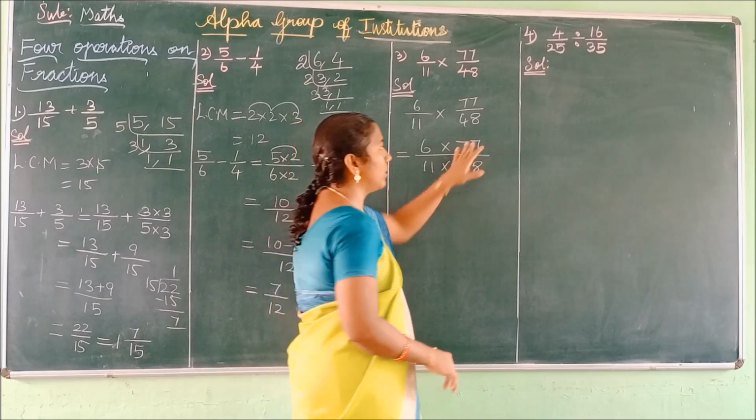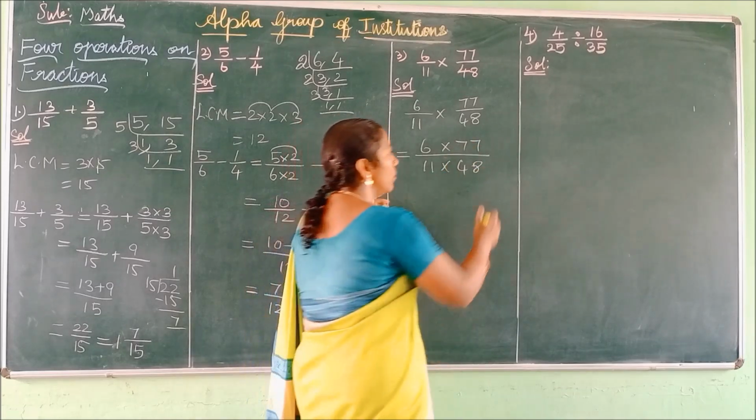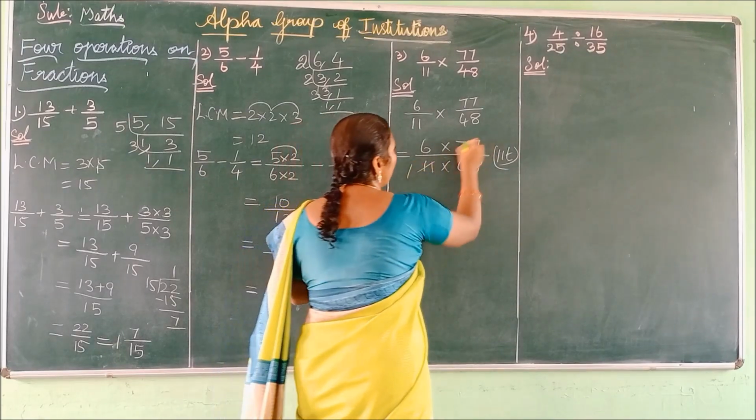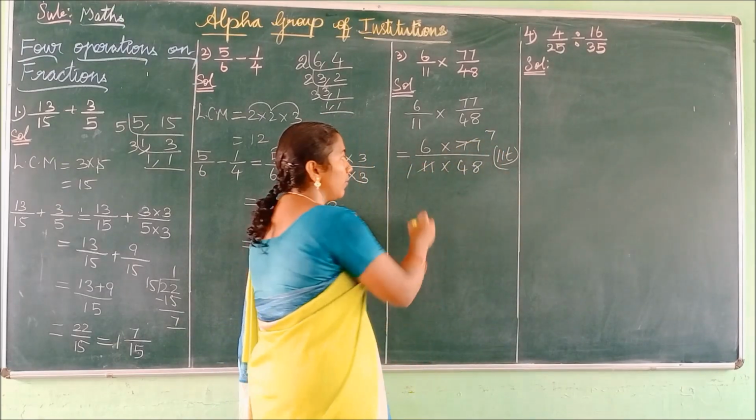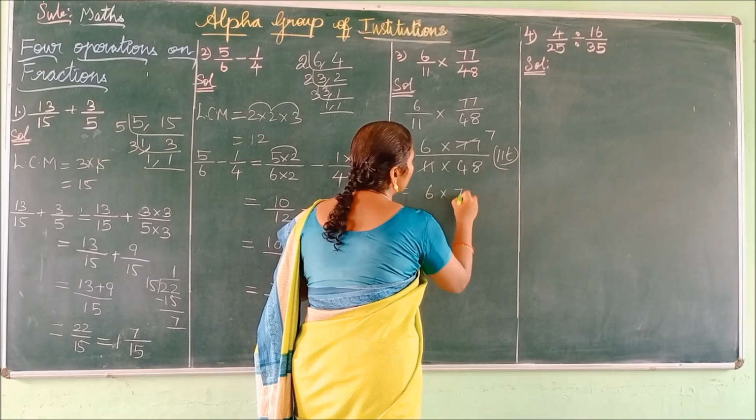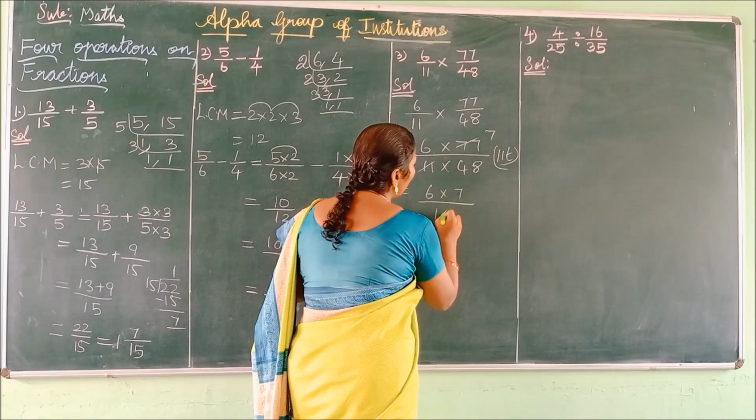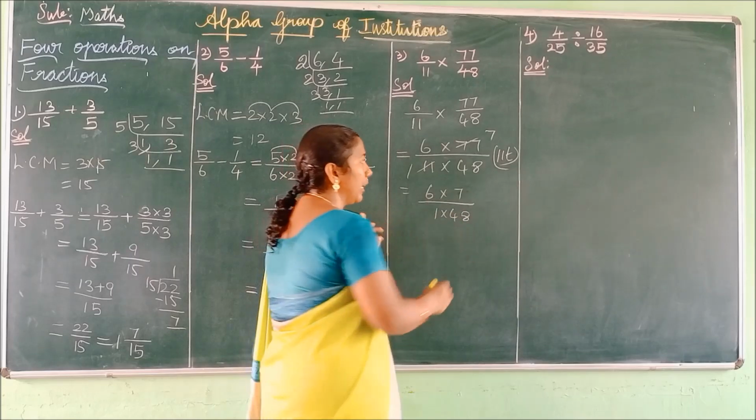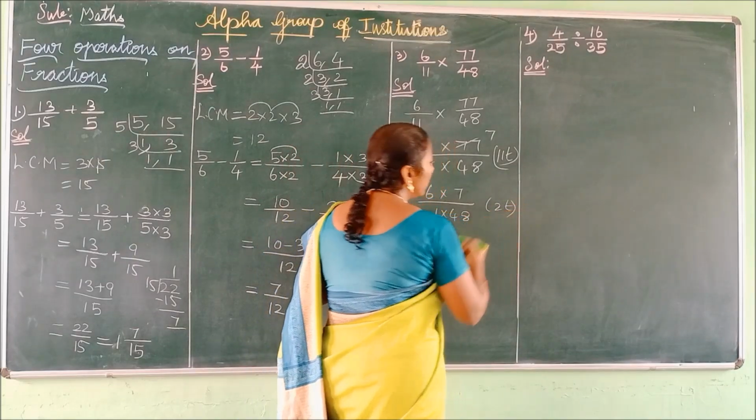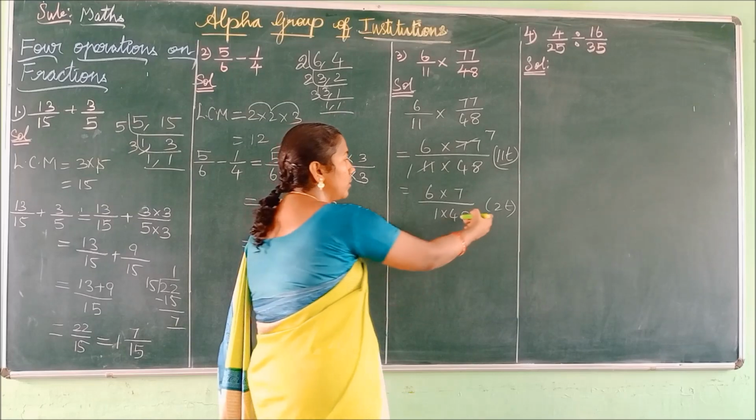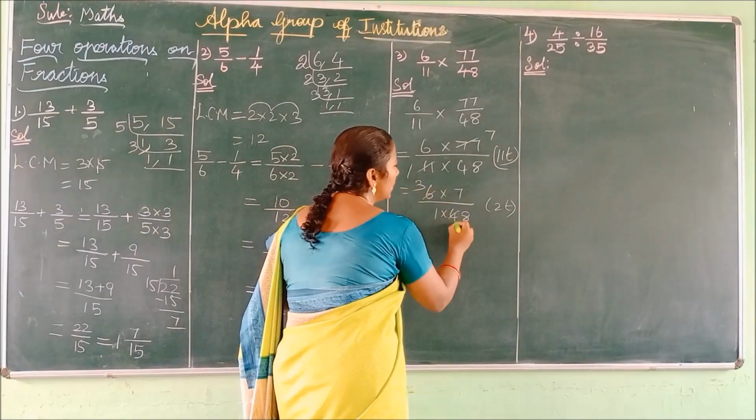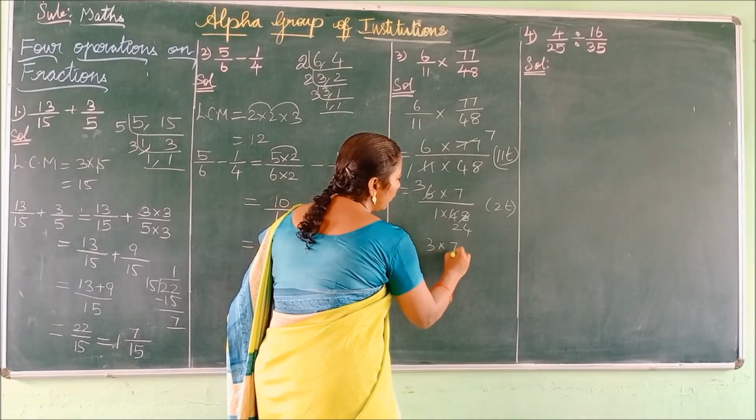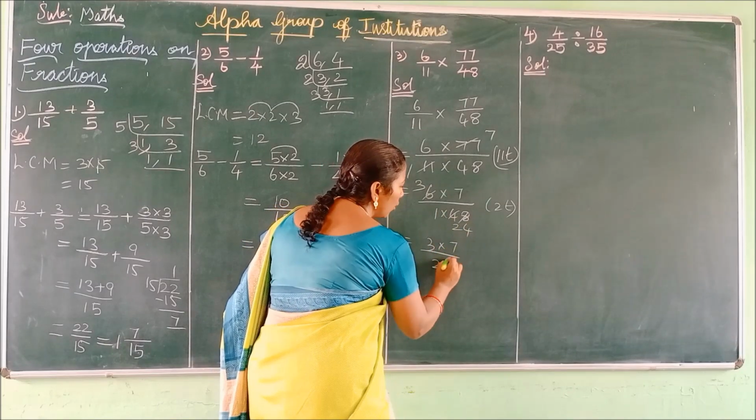See here, 77 and 11, both are multiples of 11. So you have to use the 11 table for cancellation. 1 11 is 11, 7 11s are 77. So 6 into 7 by 1 into 48. See here we have the 6, here we have the 48. So you can use 2 table or 3 table also to cancel it. Now I am using the 2 table. So 3 2s are 6, 4 2s are 8. So our answer is 3 into 7 by 1 into 24.